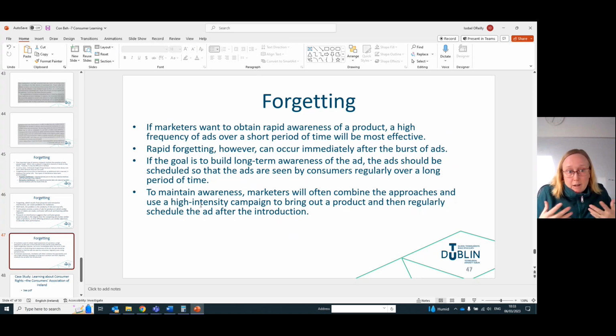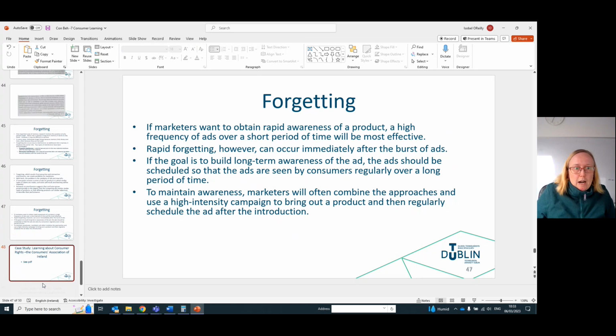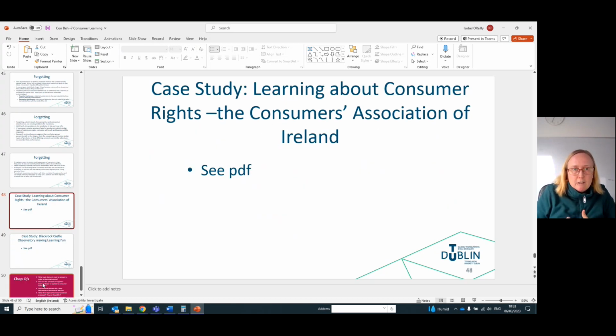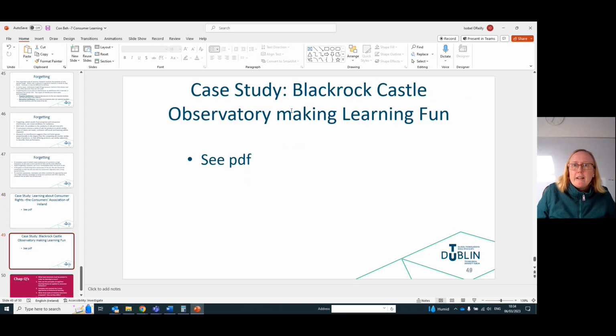Okay, so that's the end of this topic. There are long case studies at the end of the chapter. There is a PDF on the Moodle page that you can see. One is learning about consumer rights, Consumer Association of Ireland, and the other case study, within the same PDF, is Blackrock Castle Observatory, Making Learning Fun.